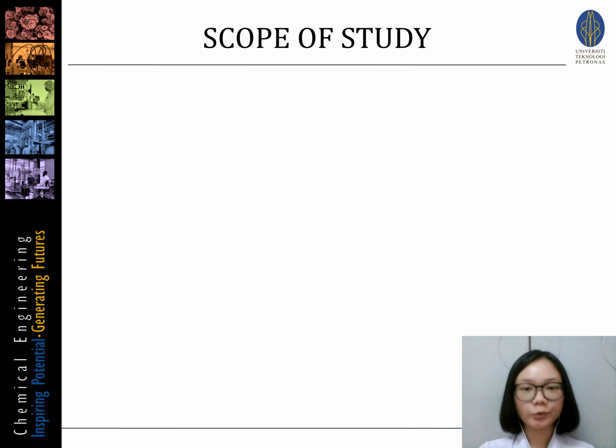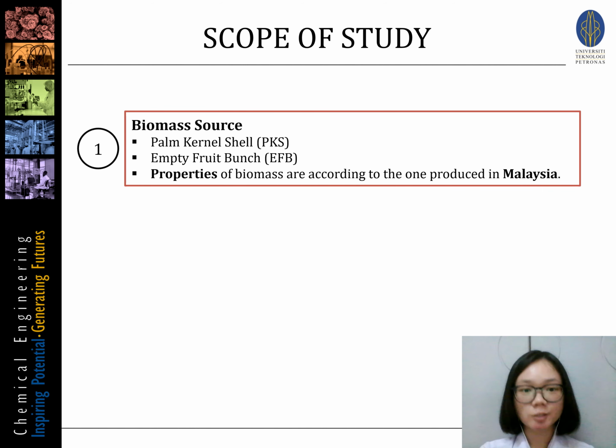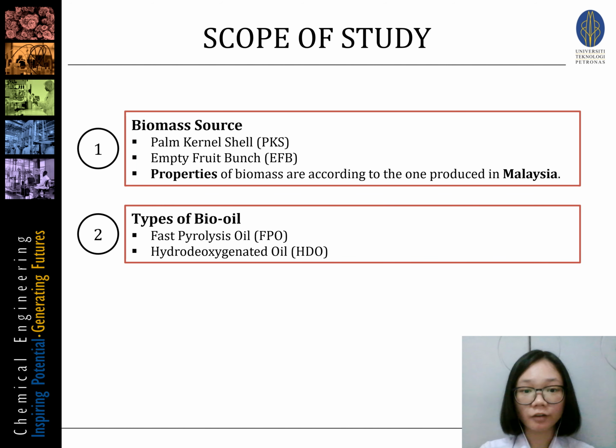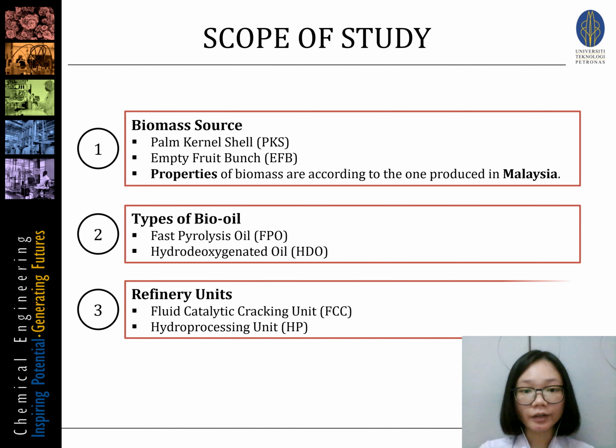Now let's move on to the scope of study. Firstly, the biomass source is palm kernel shell (PKS) and empty fruit bunch (EFB). The properties of the biomass are according to the one produced in Malaysia. Next, the types of bio oil are fast pyrolysis oil (FPO) and hydrodeoxygenated oil (HDO). And finally, the refinery units involved in this project are fluid catalytic cracking unit (FCC) and hydroprocessing unit (HP).